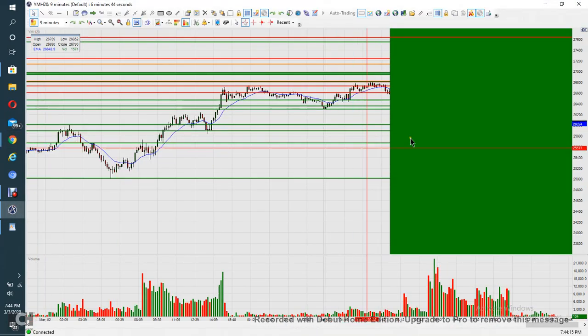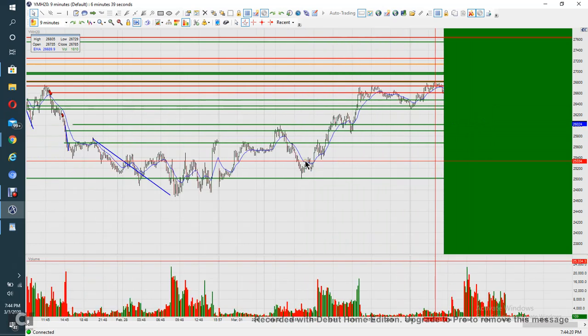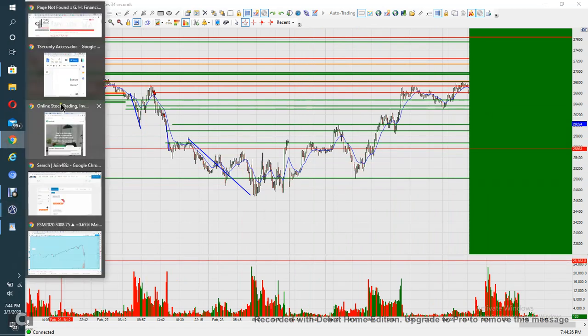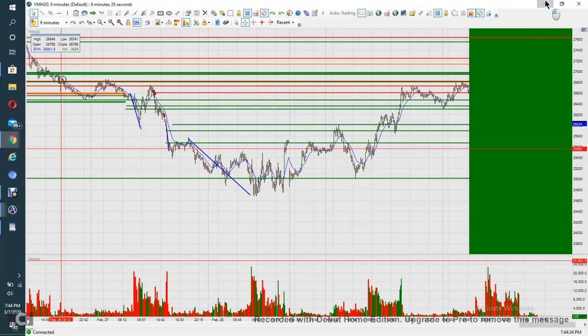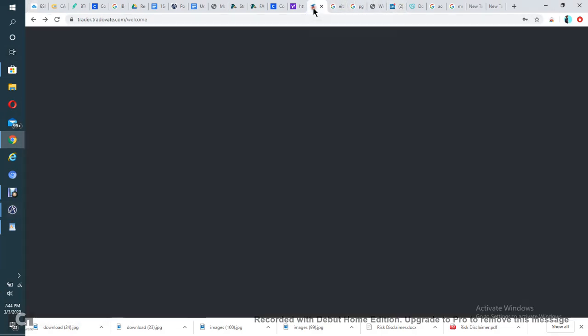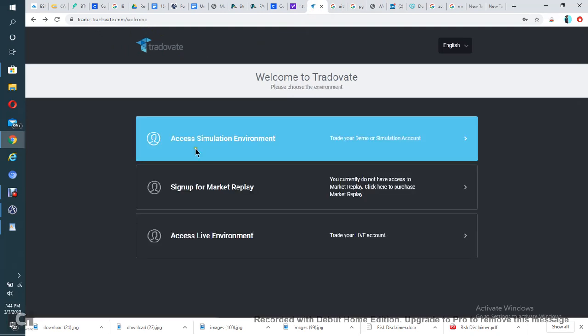Apex. This is one of my primary trading platforms that I use for live trading. I do have other internet-based trading platforms as well outside of this Apex Trader platform. One of them here is Tradovate as well. So I like to log into theirs and go to my live account.